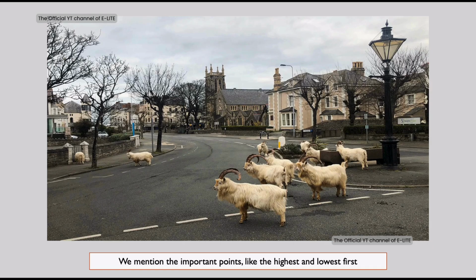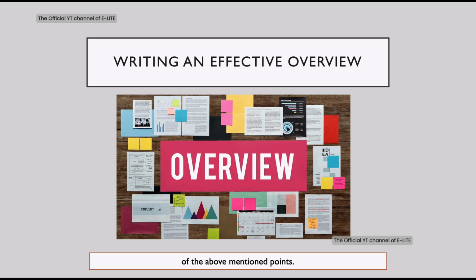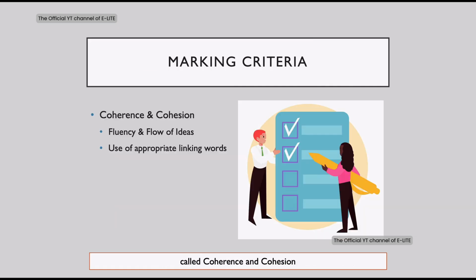We mention the important points like the highest and the lowest first, then move on to the less important parts of the picture. When writing an effective overview, it is best to take notes of the above mentioned points. This is important as it helps us with our second marking criteria called coherence and cohesion, which tests the flow of ideas, fluency in our writing, and use of linking words.